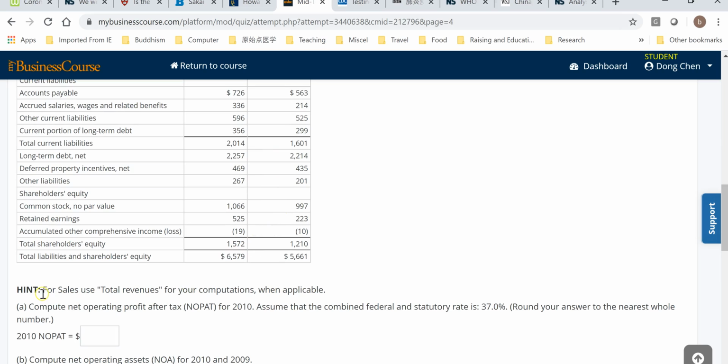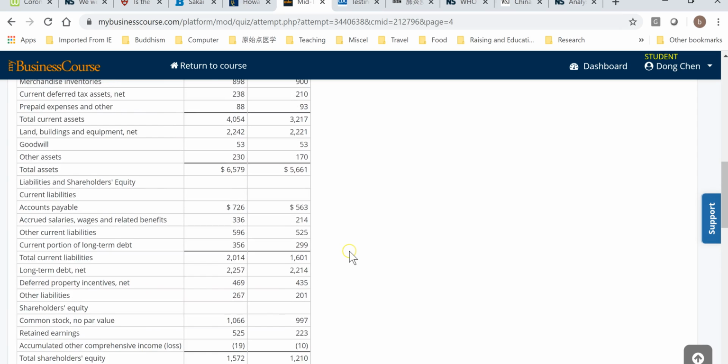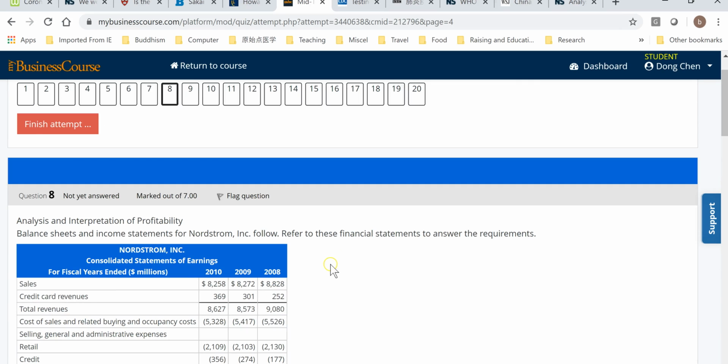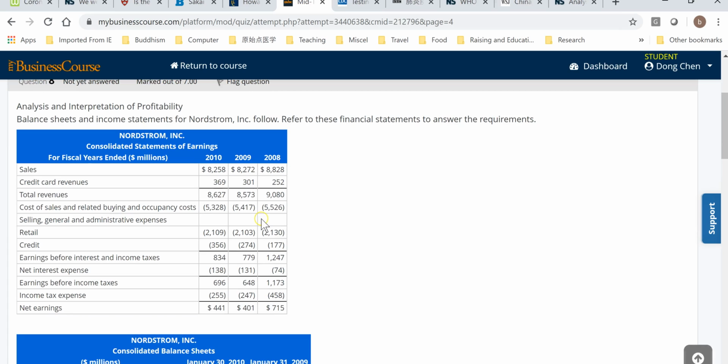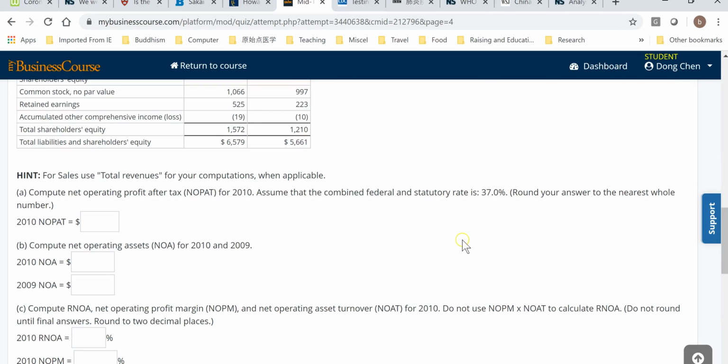So for hint, we need to pay attention to everything provided by the setup. The hint for sales, use total revenues for your computations when applicable. We think the reason it gives us the hint is because it has the sales item and also the credit card revenue and the total revenue. So we need to use the total revenue number rather than the sales number. That's basically what the hint is saying.